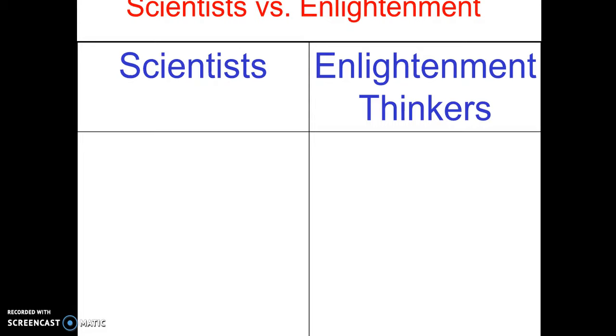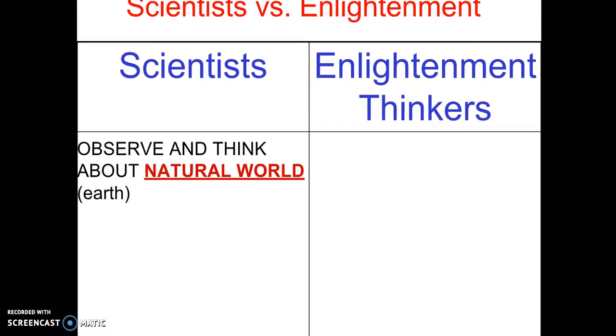Okay, so you have scientists written down, Enlightenment thinkers. If you don't, go ahead and pause and make sure you get it done. Let me compare science with Enlightenment thinkers. They both use reason. They both observe things. And they both apply reason to their different endeavors. Scientists, though, apply reason, write this down, they observe and think about the natural world, Earth, astronomy. Go ahead and jot that down. Scientists observe and think about the natural world.